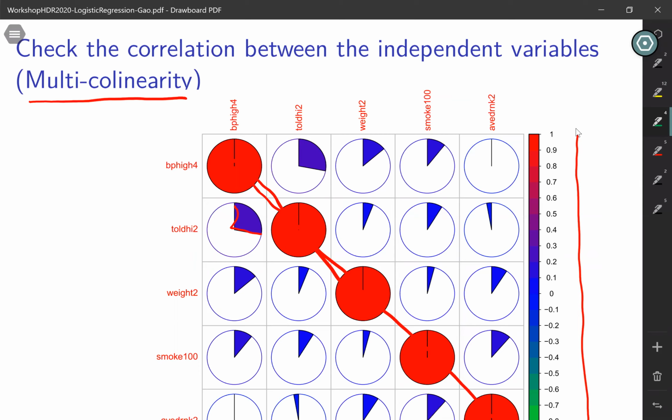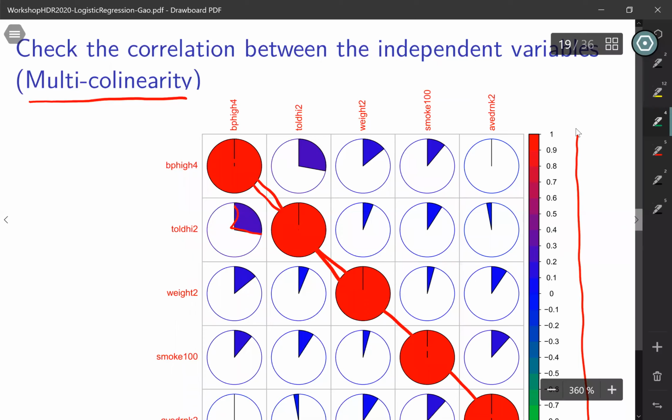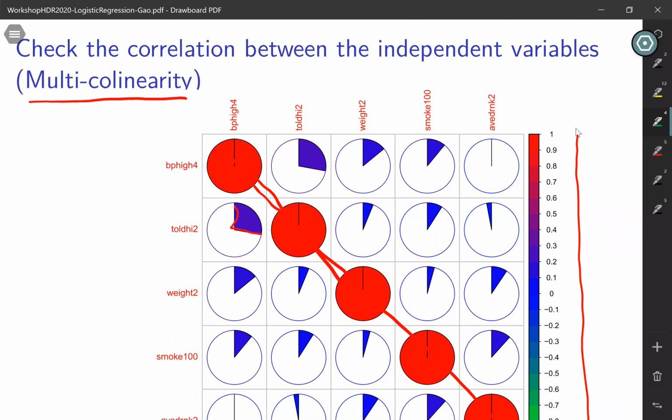Quick question to follow up on what he asked. What exactly counts as a small sample size in which we would have to fear overfitting? Okay, so actually there is no universal answer for that. So how large is large enough?